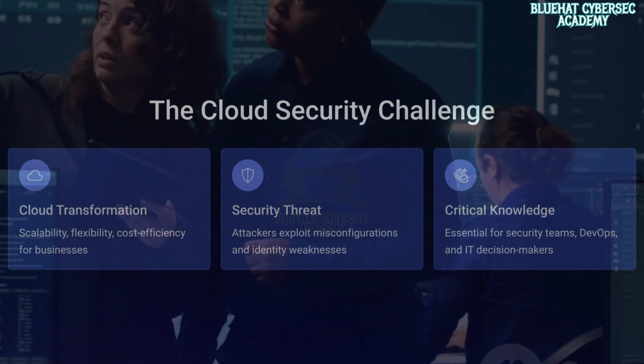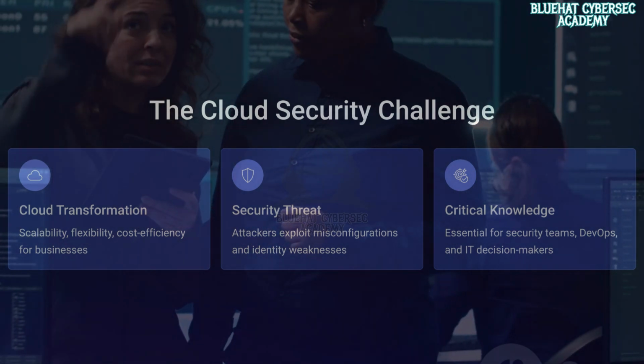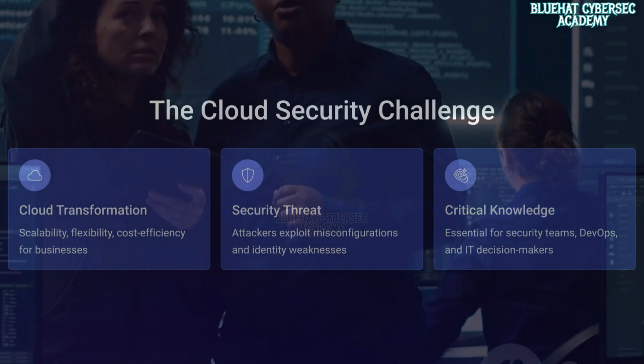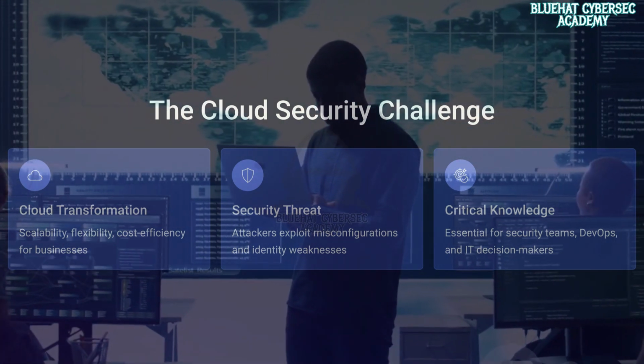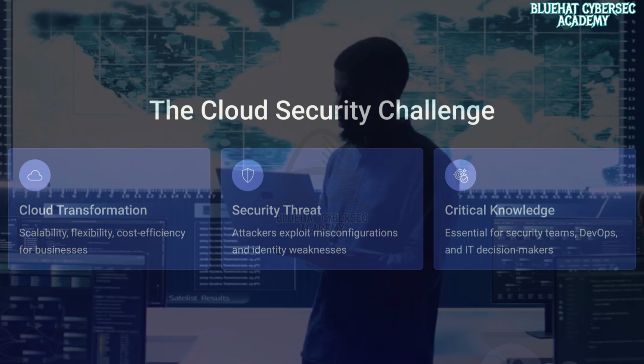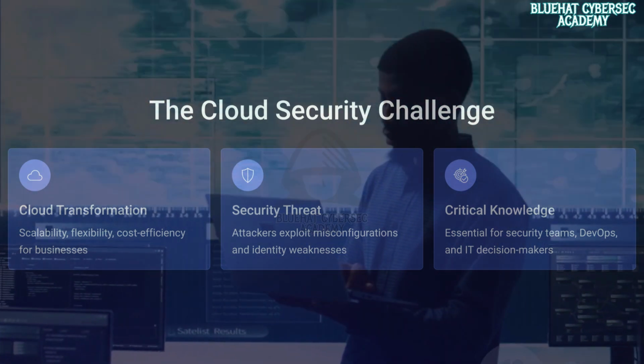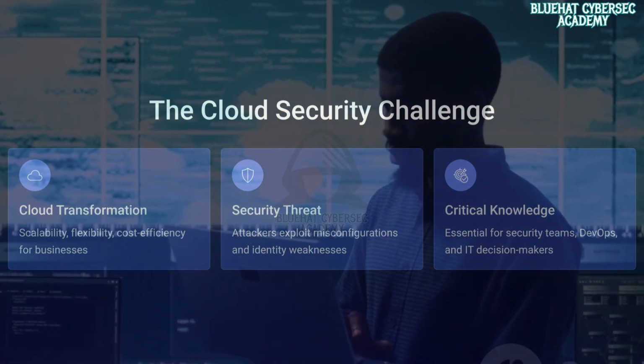Understanding lateral movement in the cloud is crucial, not just for security teams, but also for DevOps engineers and IT decision makers. So let's dive in and see exactly what it is, how attackers execute it, and what strategies organizations can use to detect and prevent it.